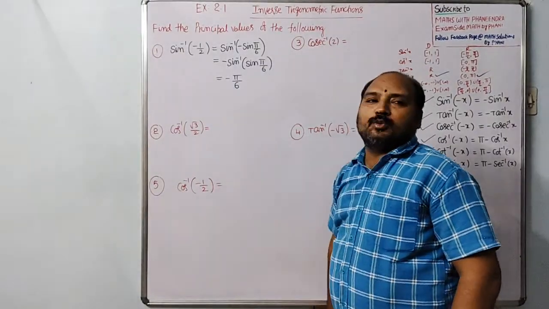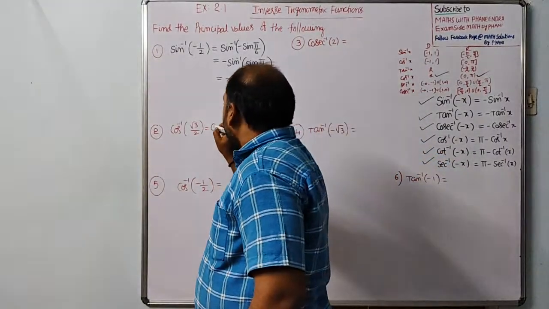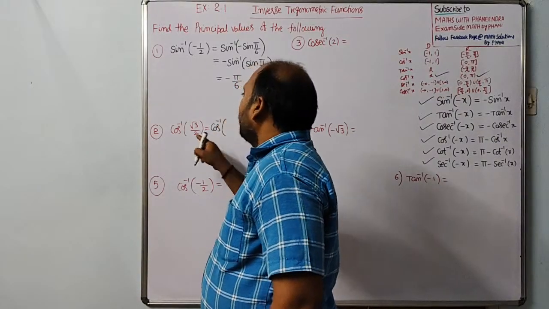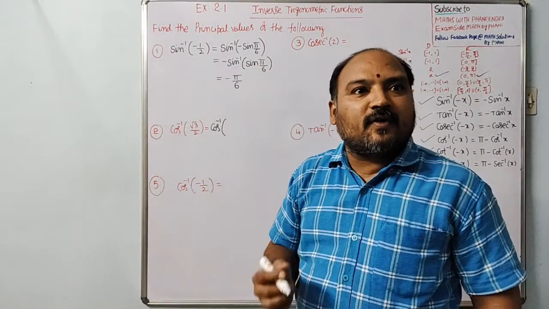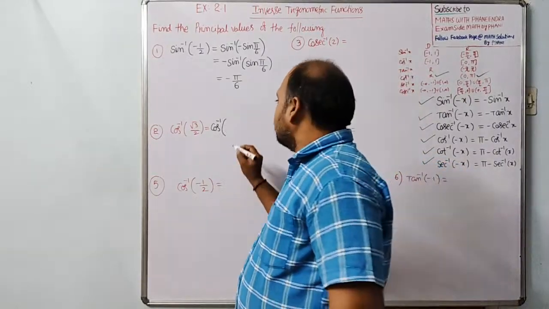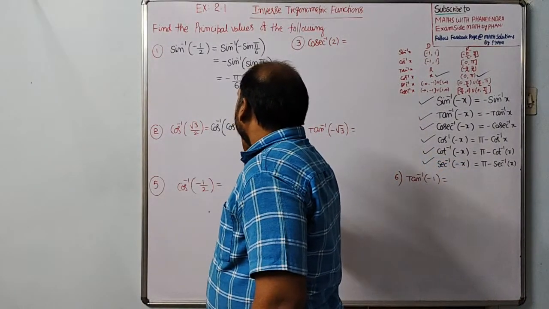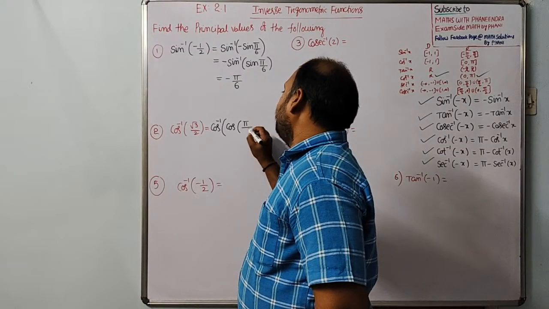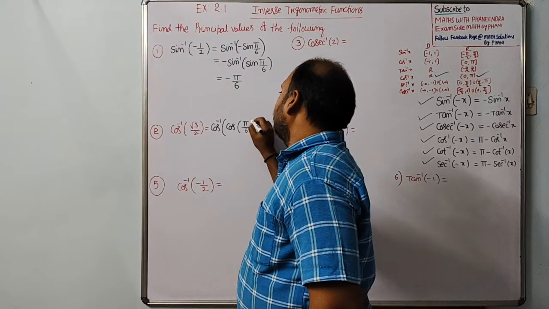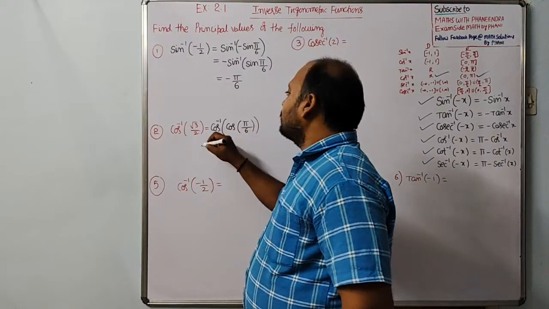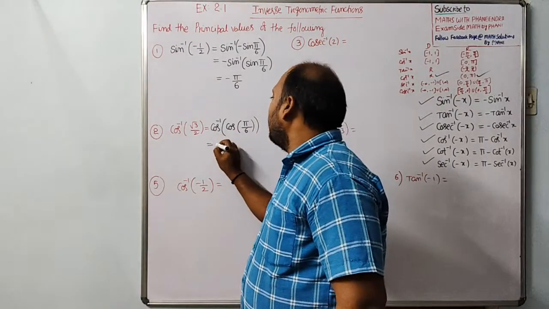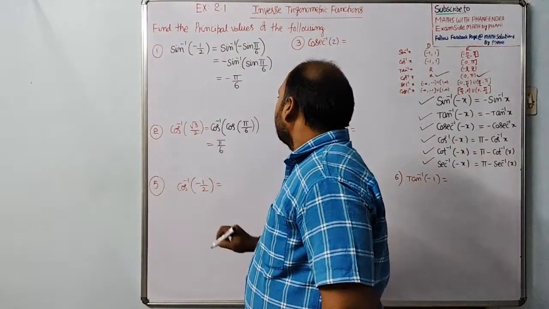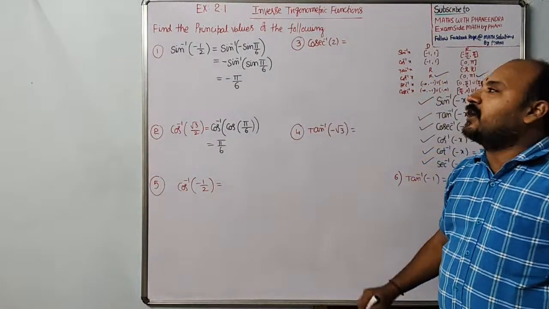Come to question number 2. Cos inverse of root 3 by 2. In terms of cos, for what angle does it come? Cos 30 degrees. So cos 30 means what? Pi by 6. So cos inverse of cos theta is theta. So the theta value is what? Pi by 6.